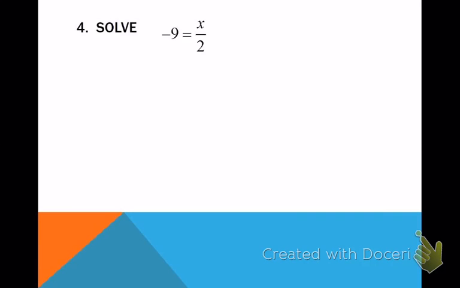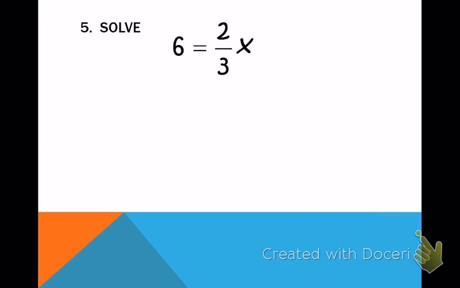Okay, again, here's your variable that you want to isolate. Since we're dividing by 2 right now, we want to multiply by 2 to both sides. Those will divide out to 1. 2 times negative 9 is negative 18, and we're done. Okay, that's simple. What about this guy?